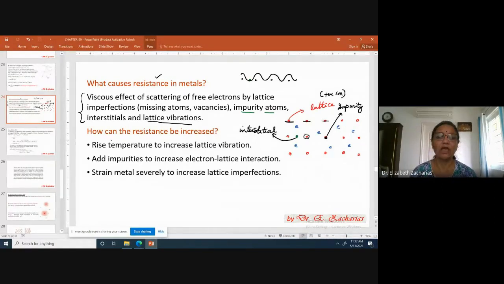This point is very interesting. How can the resistance be increased in a metal? Just now we have seen raising temperature. If you raise the temperature of the material, you increase lattice vibration. Therefore, more collisions, more resistance. Second thing is adding impurities. When you add impurities, then also what happens is the wrong atom sitting in the wrong place spoils the regularity. Therefore, the wave is not able to pass without colliding. Therefore, there is more resistance.